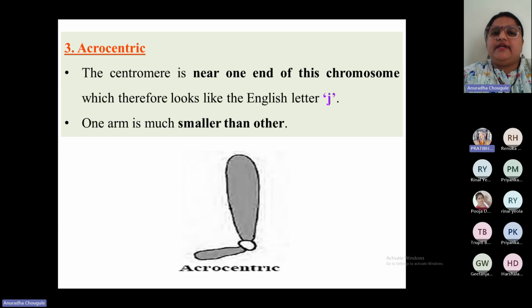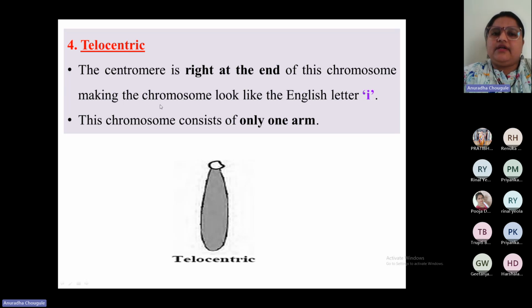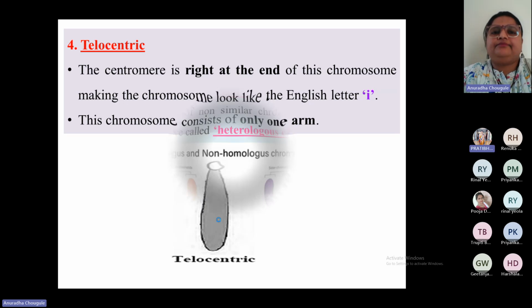Next one is the acrocentric chromosome. This acrocentric chromosome contains the centromere near one end. So it looks like the English letter J, and that's why one arm of this chromosome is smaller than the other. Next one is the telocentric chromosome. The telocentric chromosome contains the centromere at the end only. That's why it looks like the English letter I, and the centromere is at the end of one arm. So only one arm is there. Okay, so it looks like the letter I.